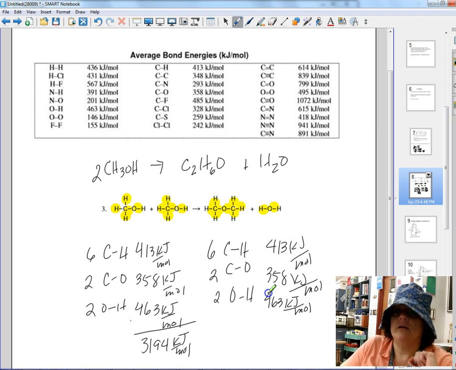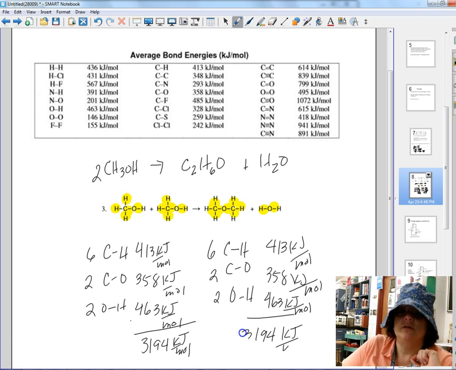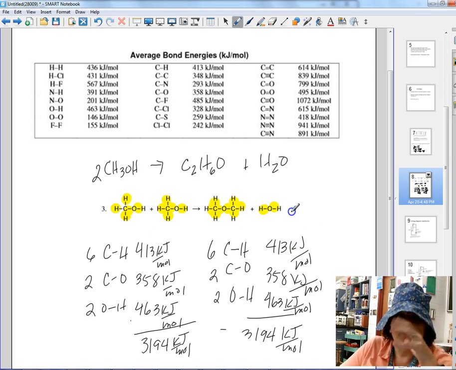Now, guess what? That all is going to add up to the same thing. Bad example to choose. But this minus this would be 0. So this reaction here probably is, I don't want to say it's not going to happen, but it's not going to give off any energy, and it's not going to take a whole lot of energy.